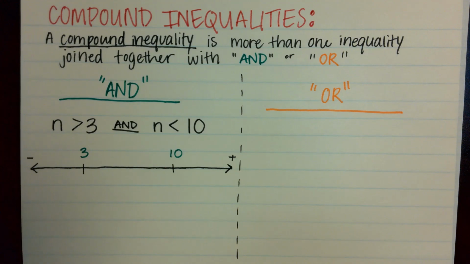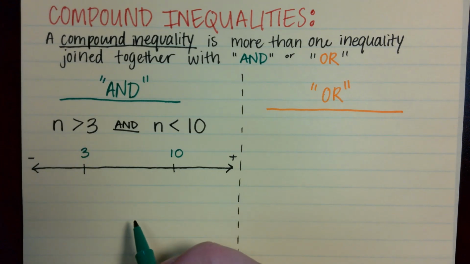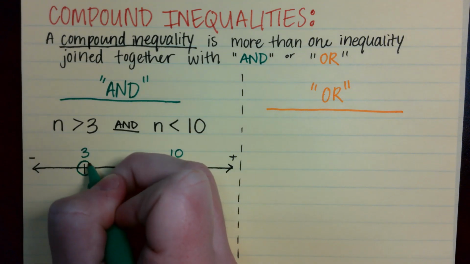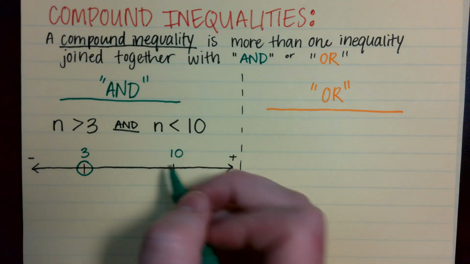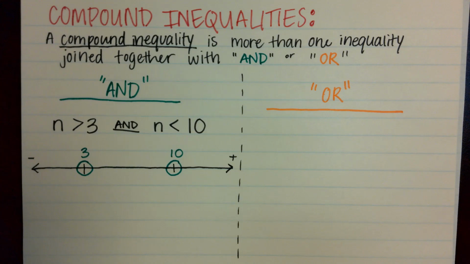Okay, now that we have our numbers labeled, we're just doing the exact same thing that we've done before. We're going to look through our checklist. It says we've labeled our numbers. The next step is to draw our circles. So for n is greater than 3, will I color my circle or leave it open? Leave it open. And for n is less than 10, colored or leave it open? Leave it open. Very good.